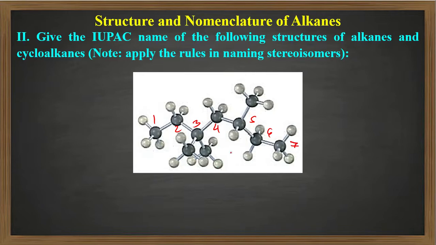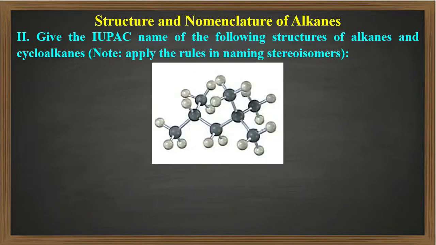So we have three methyls, two in carbon number 3 and one in carbon number 5. So this would be 3,3,5 trimethyl. And then the longest chain of carbon atoms contains 7 carbon atoms, and this will be heptane. Okay? That's the name of that structure. 3,3,5 trimethyl heptane.